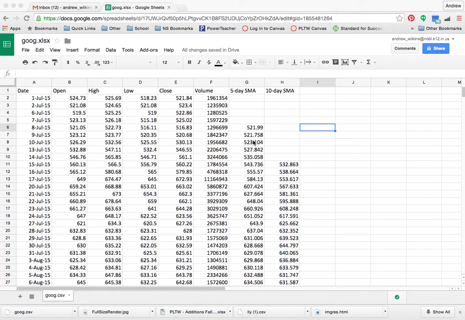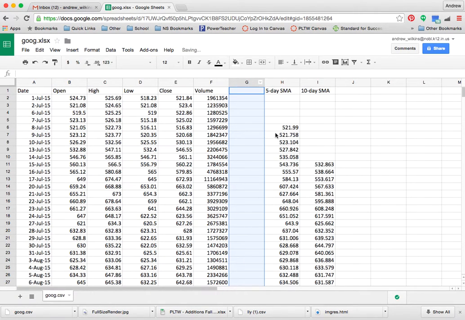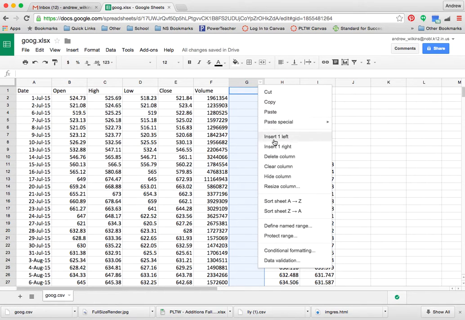Here's how we do some formatting of numbers. If you look at all these numbers that I have of various types, most of these are money. I'm going to actually insert two columns here. Insert one to the left. Do that a couple times.